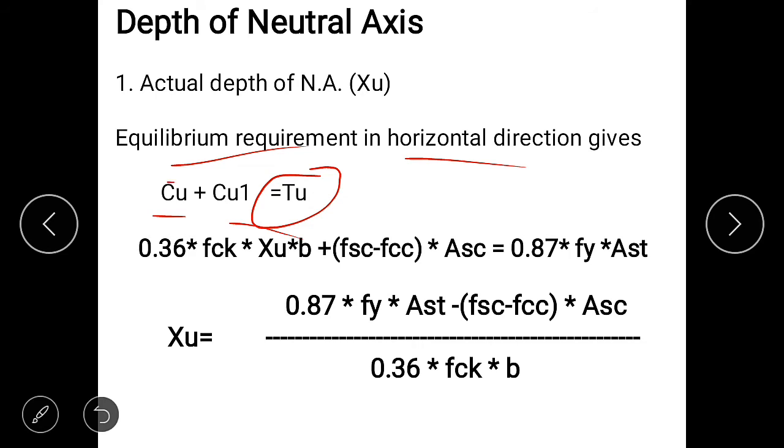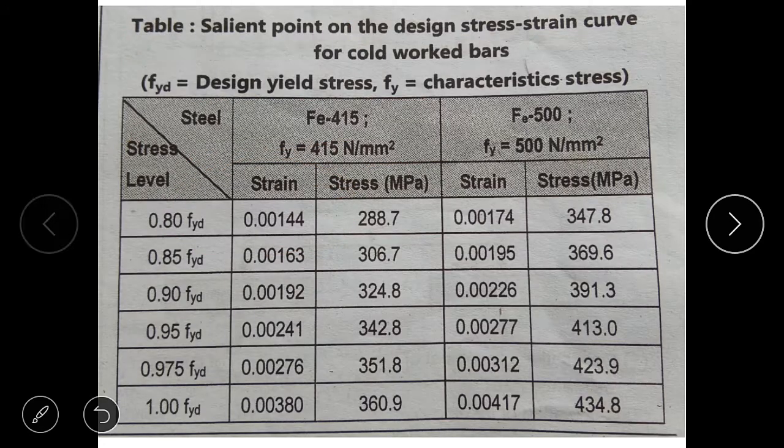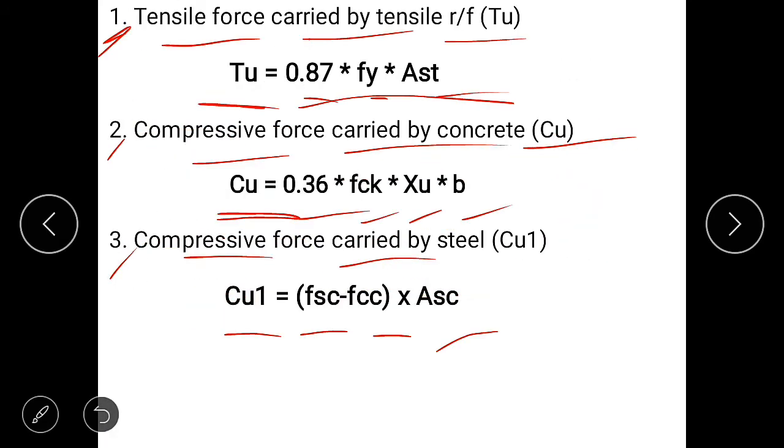But you know what is CU? We already seen here. What is CU, what is TU, and what is CU1? So CU is 0.36 fck xu into b. What is TU? 0.87 fy into Ast. What is CU1? (fsc minus fcc) into Asc. Okay.